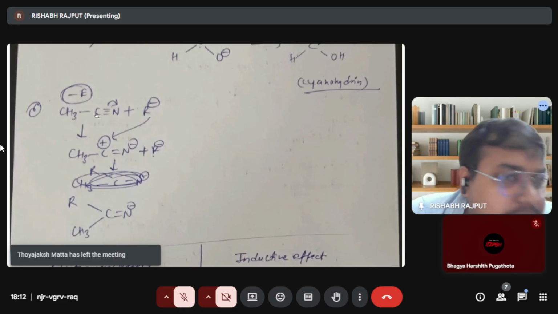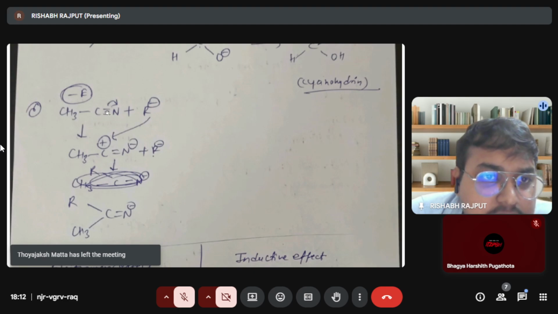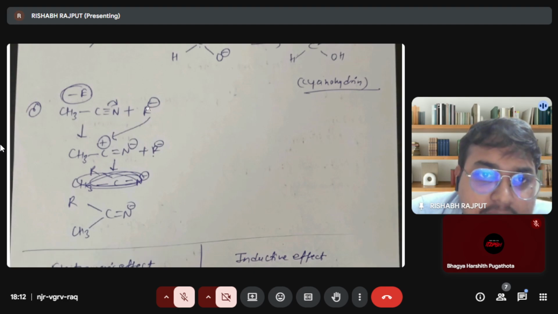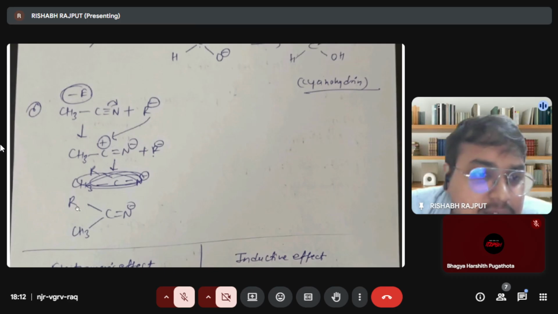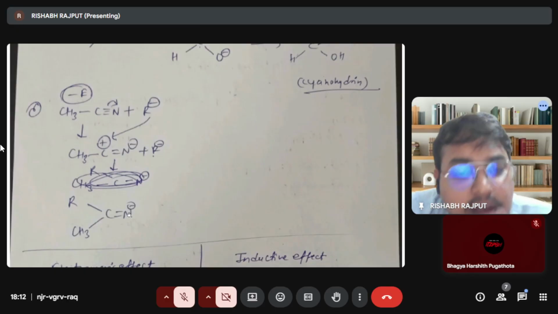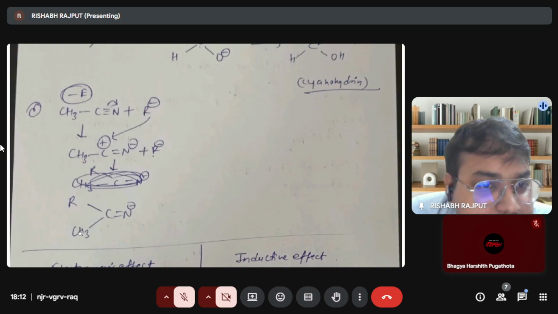See, now you have CH3 carbon triple bond with N plus, and R negative. So again, what happened: the pi electrons will shift to the nitrogen. It will make N negative, H positive. This R methyl group has a negative charge, so it will go to the carbon. They will make a bond between R and this carbon, and negative nitrogen will be there, and CH3 is there.